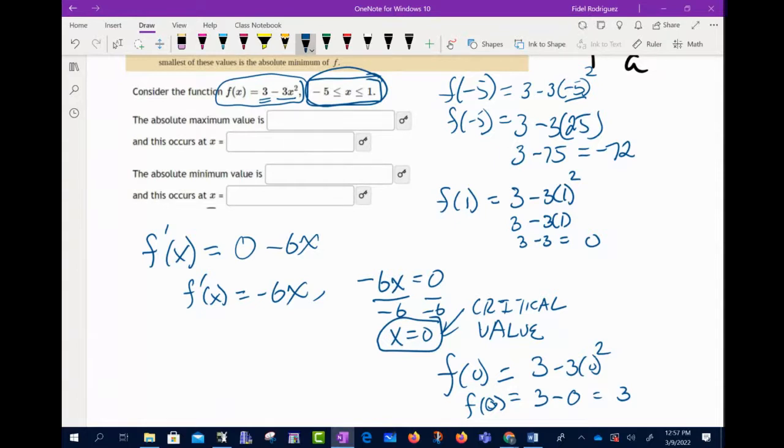Now that we've done that, we're going to come back to our problem. Look what it says. The absolute maximum value is. We're going to do a stare and compare, y'all. We're going to look at these numbers. Which is the highest of those three? 3. We got 3 when we plugged in x equal to what number? 0. The absolute minimum. What was the lowest of those 3 values? -72. And that occurred when we plugged in x equal to what? There you go.